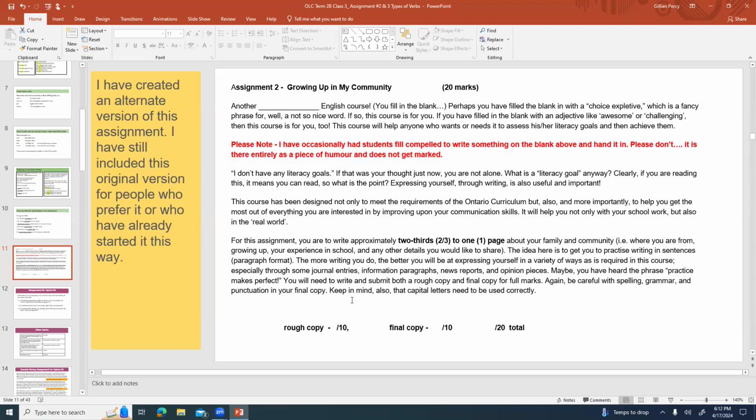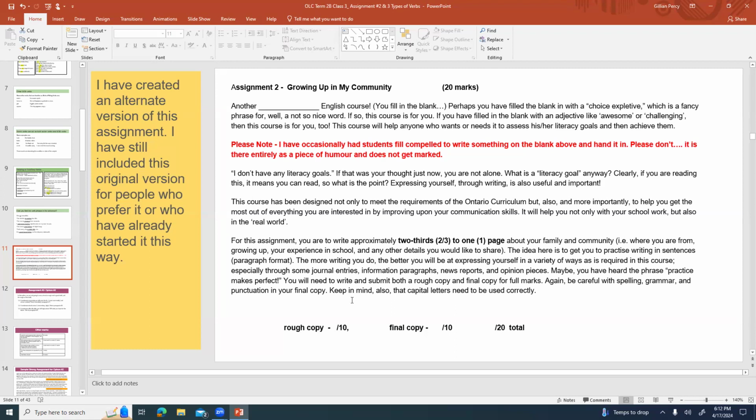So for some reason, they created this page and they left a blank, and I get a surprising number of people who write a swear word in the blank and then hand it in to me. Please don't. I don't mark this. There's not really any point to it, okay?